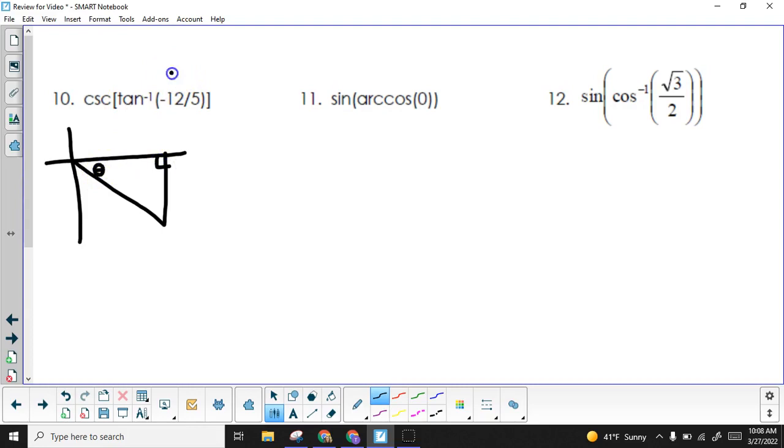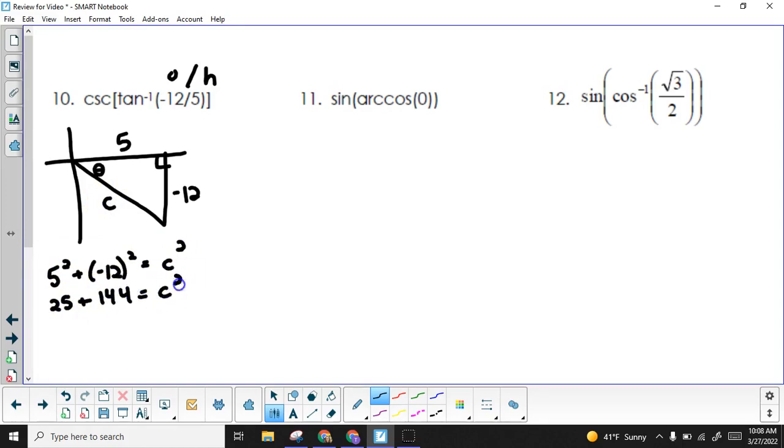Since the tangent is opposite over adjacent, our opposite, which is our y value, is negative 12, down here in the fourth quadrant. And the adjacent is 5. This is a positive x value in the fourth quadrant. And we need to find our hypotenuse, which will be our c value. So we'll calculate 5 squared plus negative 12 squared equals c squared. That's 25 plus 144 gives us 169. And the square root of 169 is 13. So our hypotenuse here is 13.